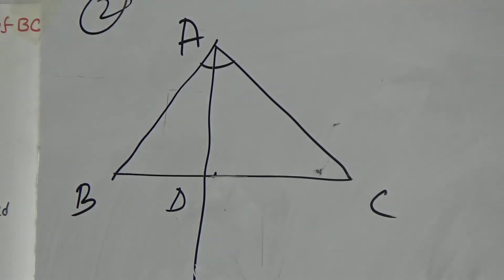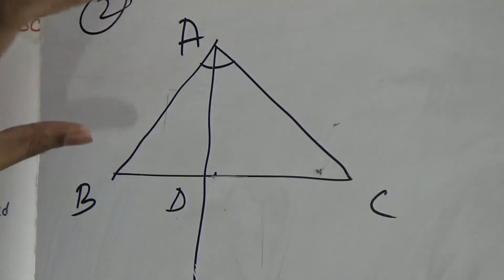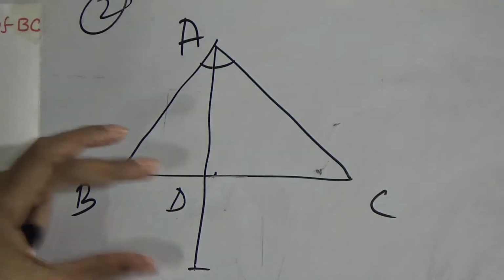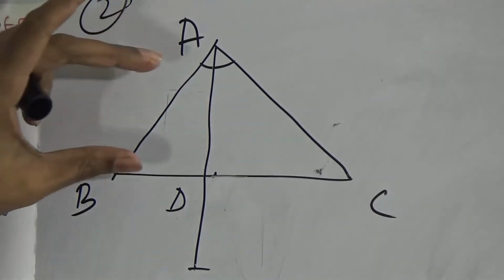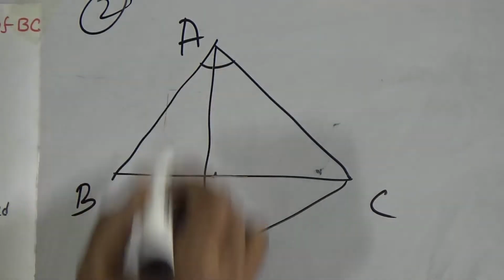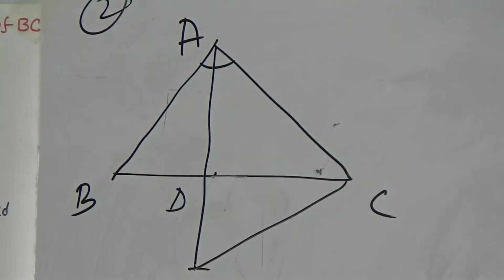What is the construction? We extend AD to E so that AD equals DE. That means the length of AD and the length of DE are equal. Then join CE. Now you have to apply the formula in this triangle AEC.